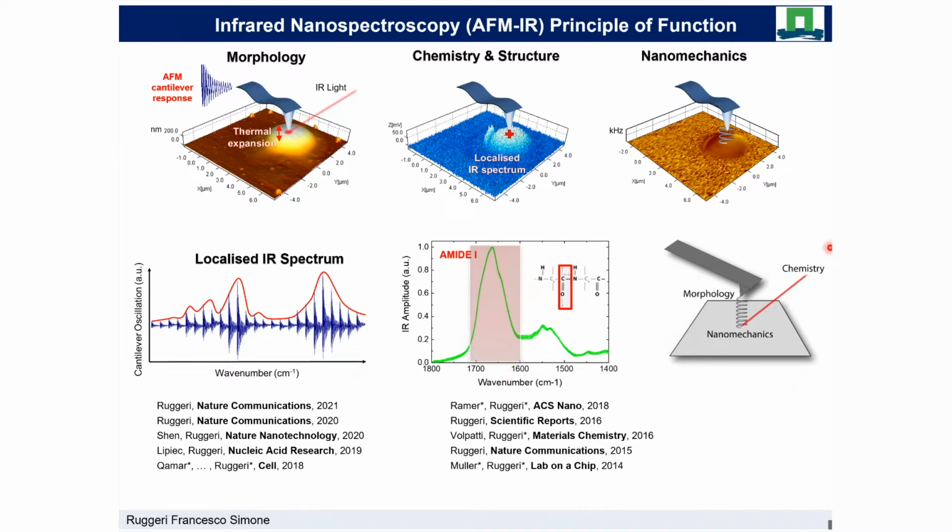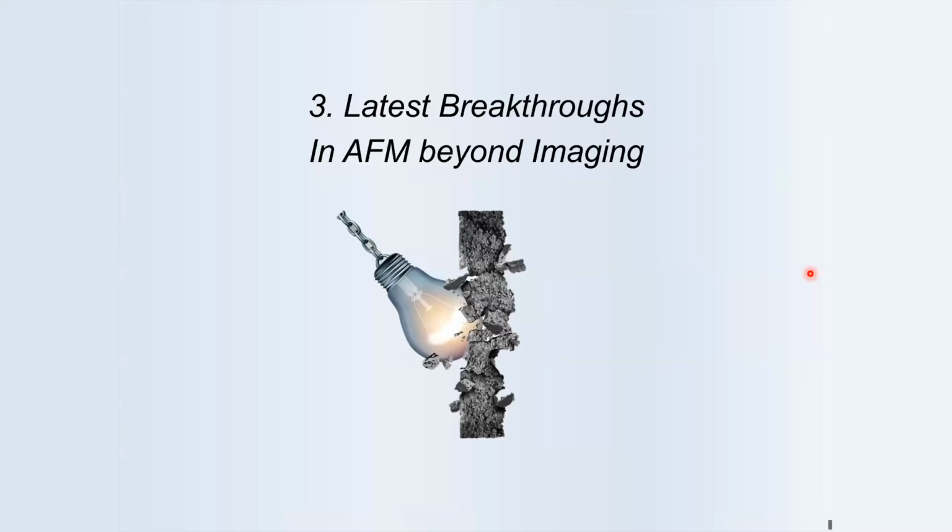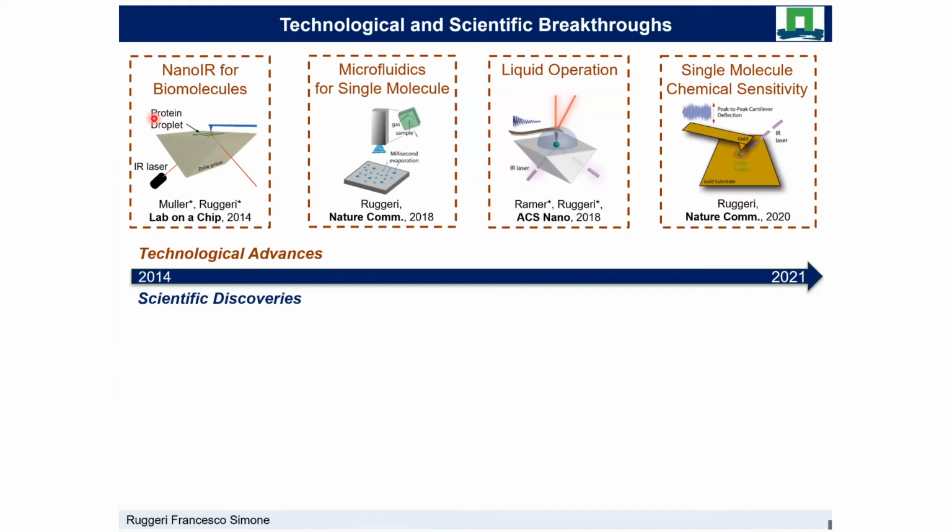So this means that now we can characterize simultaneously the morphology, the nanomechanics, and the chemistry of proteins. Now I would like to show you just very quickly a few breakthroughs that we have realized in AFM and in imaging and in characterization beyond imaging. We started several years ago, when we demonstrated the first application of nano-IR, infrared nanospectroscopy, to characterize protein droplets. And then we combined the technique with microfluidics to reach single molecule detection, as well as to have liquid operation.